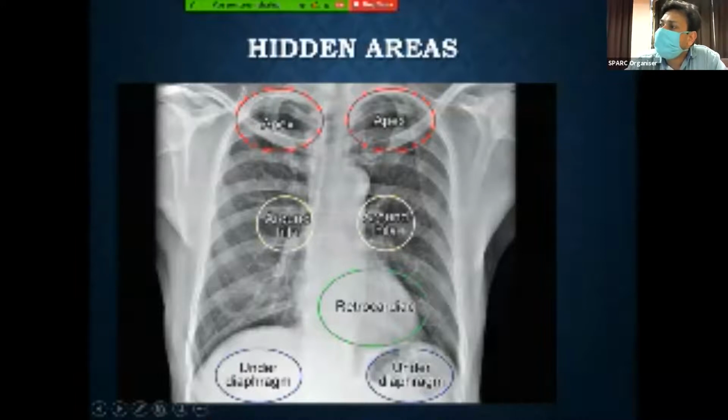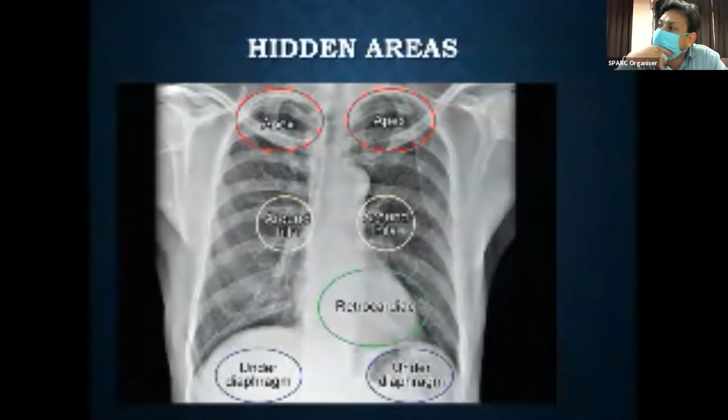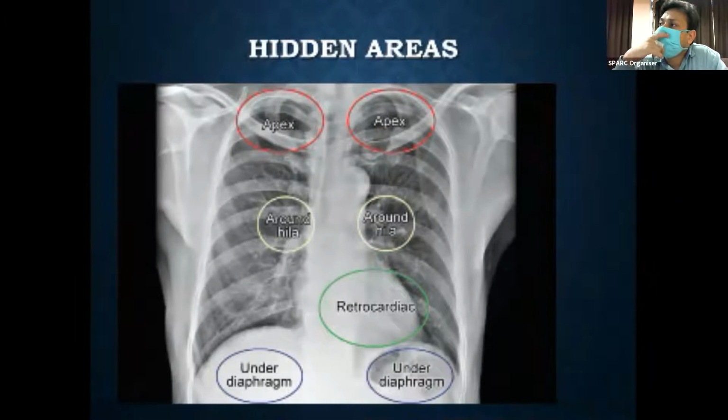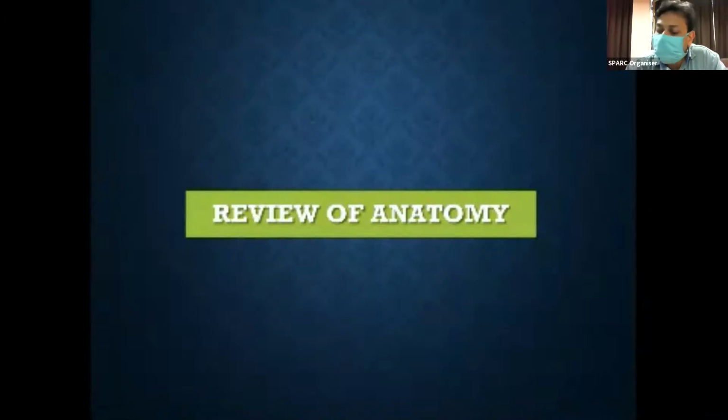And also under the diaphragm. As you know, the diaphragm is not the lower limit of the lung. The lung goes way beyond the diaphragms, because the diaphragm is a dome-shaped structure. So a good amount of lung parenchyma is hidden behind the diaphragm, and we should also try to look behind the diaphragm. Sometimes lung opacities may overlap with the diaphragm and can produce opacity over that. So these are the hidden areas, and we should pay attention to these areas.